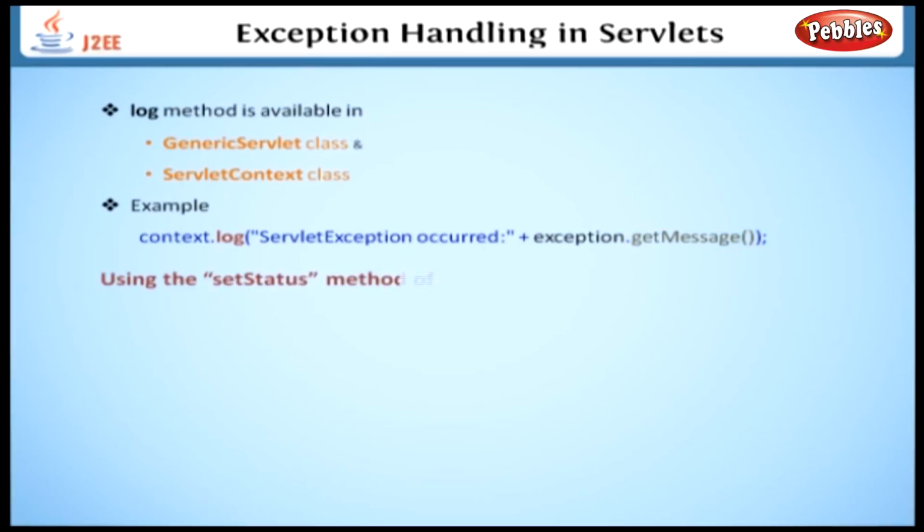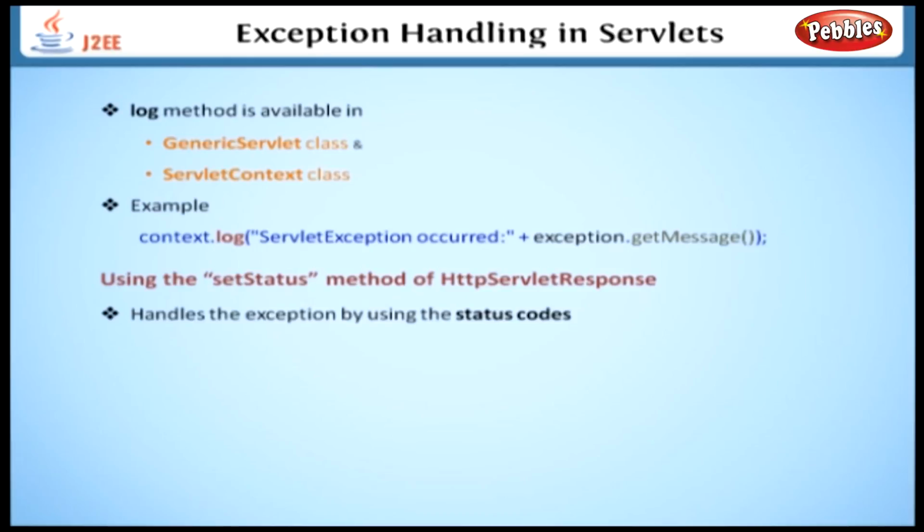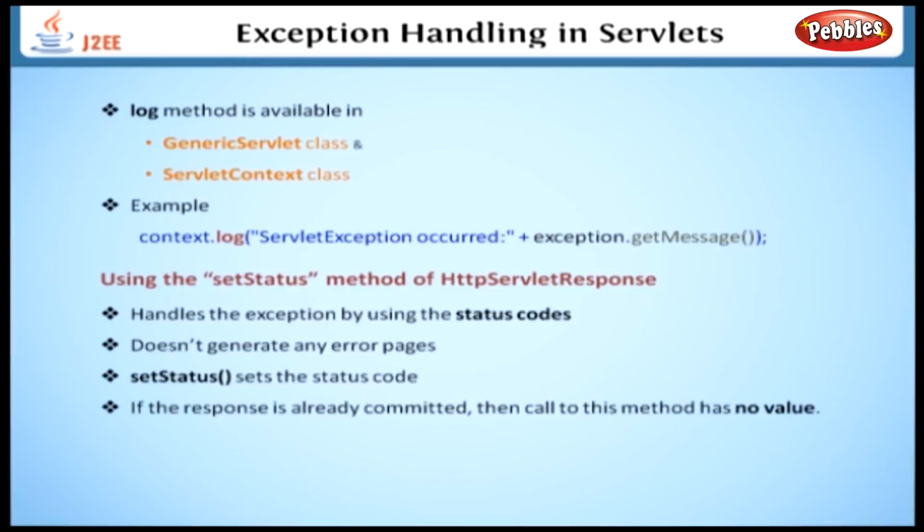The last method is using the setStatus method of HttpServletResponse. Here the servlet can handle the exception by using status codes to indicate the status of the response. This method doesn't generate any error pages, it just sends the status code to the browser. The setStatus method sets the status code. If the response is already committed, then a call to this method has no effect. The default status code is 200 OK. We have already discussed the status codes.